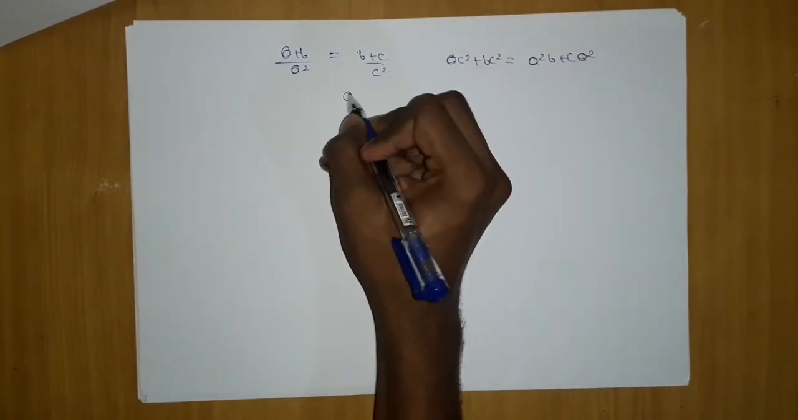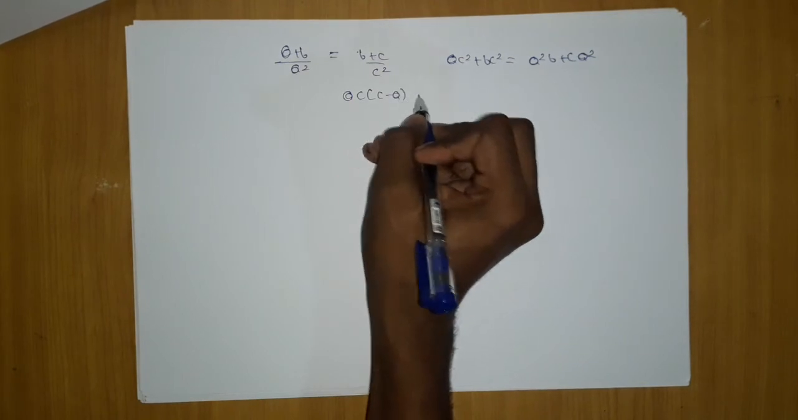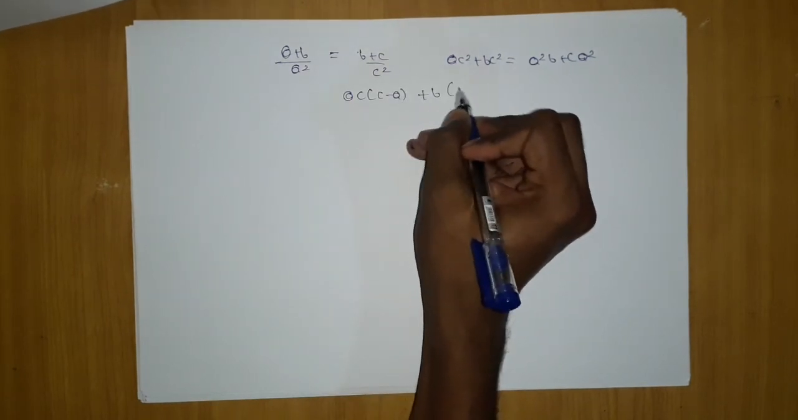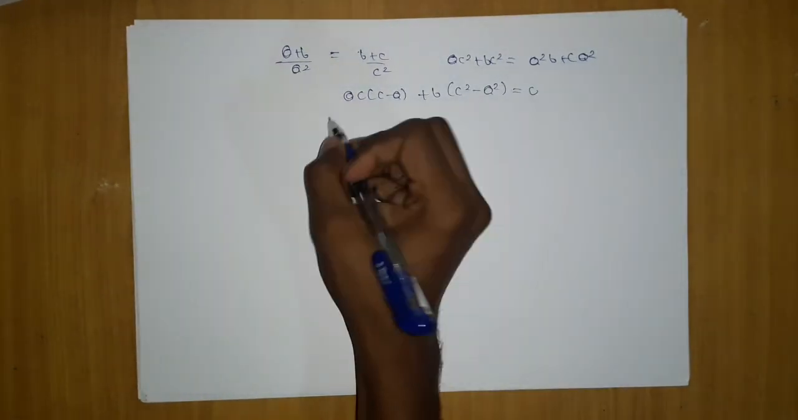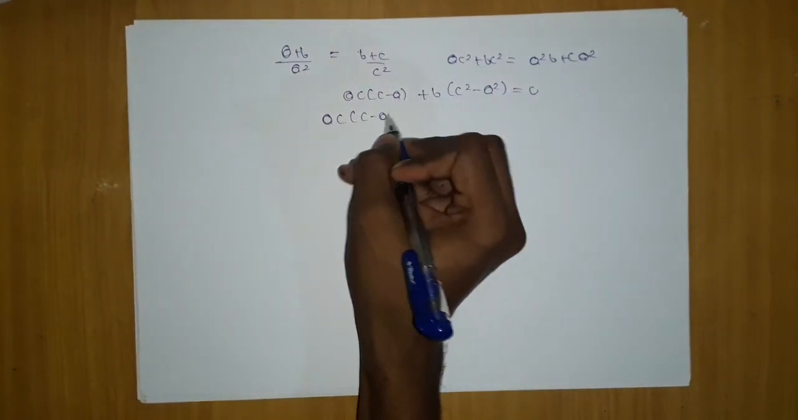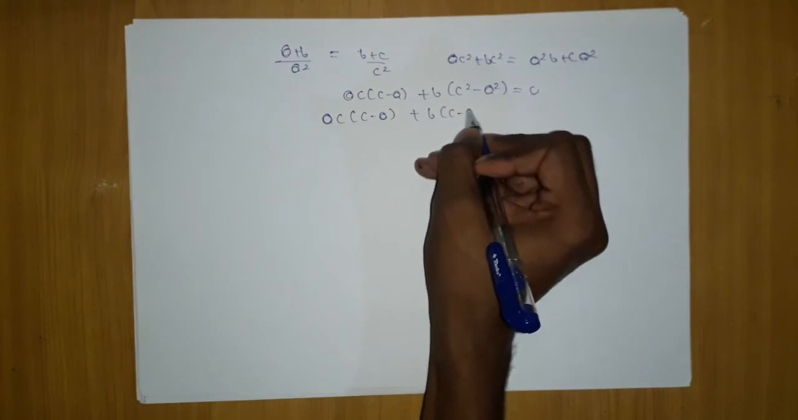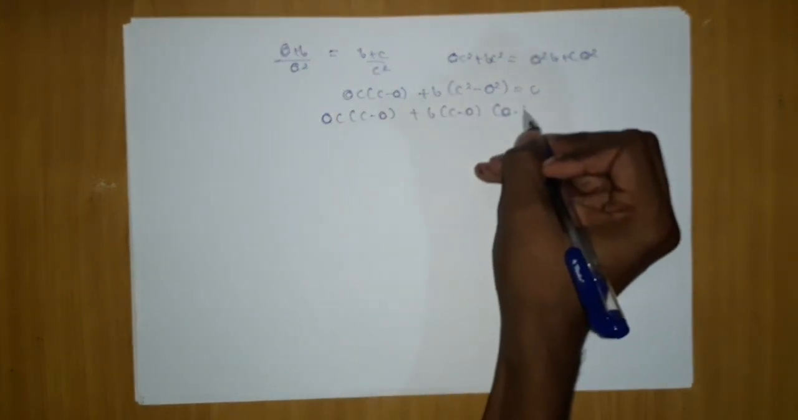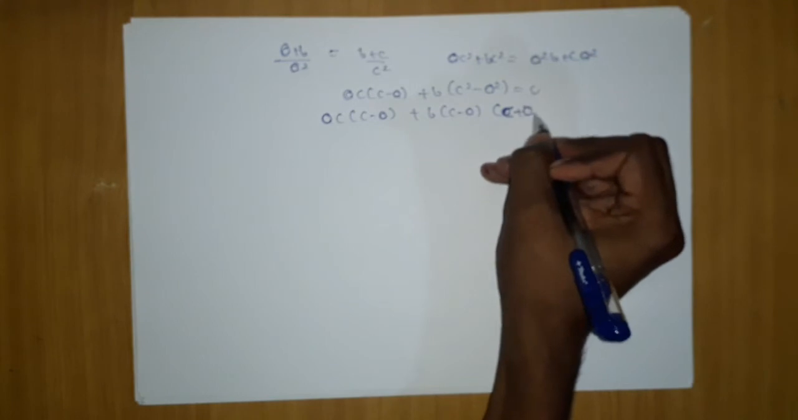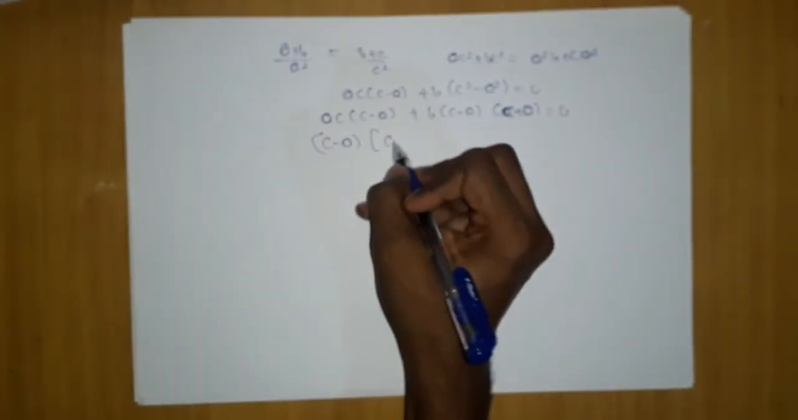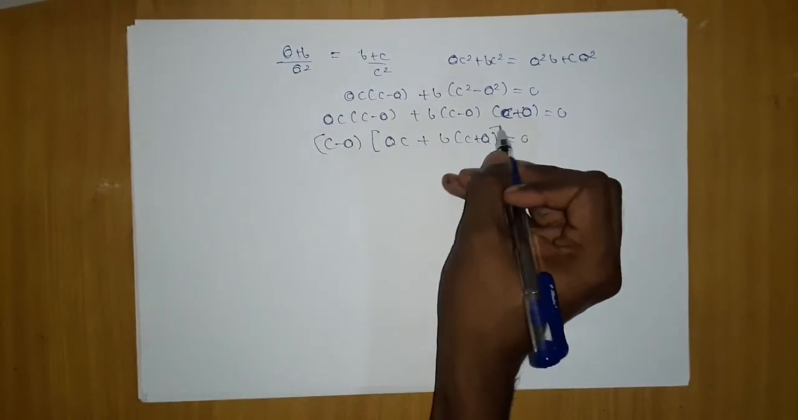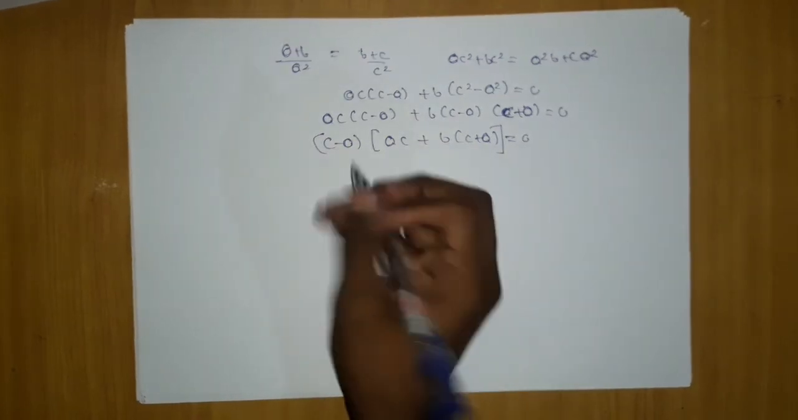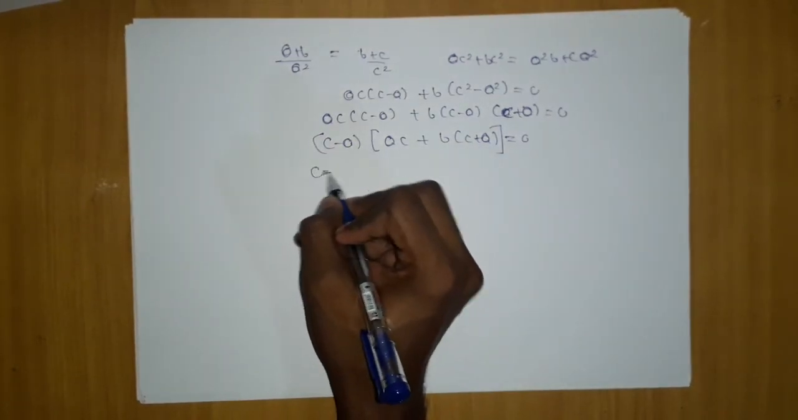Okay, here I get ac into c minus a plus b into c square minus a square is equal to 0. Now here, ac into c minus a. Here, b into (c minus a)(c plus a), I will apply a square minus b square. So I will take c minus a as common. c minus a common, (ac plus b into c plus a) should be equal to 0. But for it to be equal to 0, either this or this should become 0.